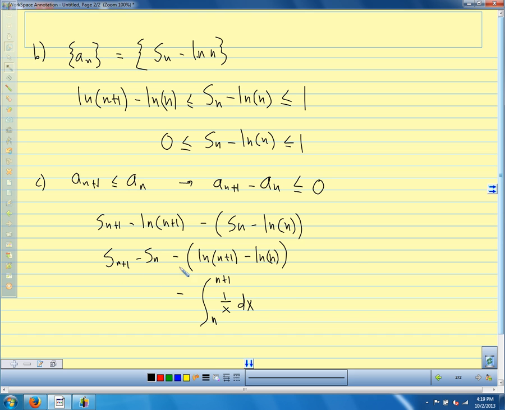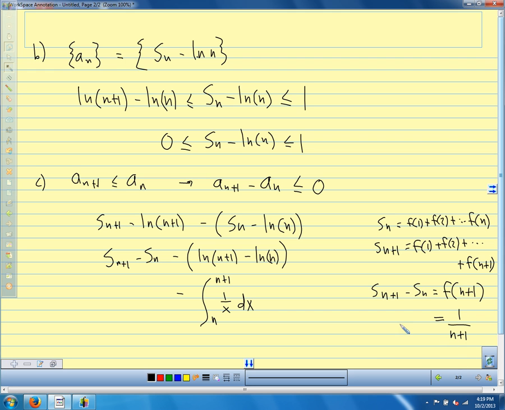And for the first quantity, we said that S of n equals f of 1 plus f of 2 plus dot dot dot f of n. So S of n plus 1 is just this with an additional term. So S of n plus 1 minus S sub n, everything cancels out except this f of n plus 1. F of n plus 1 is 1 over n plus 1. So this quantity becomes 1 over n plus 1.